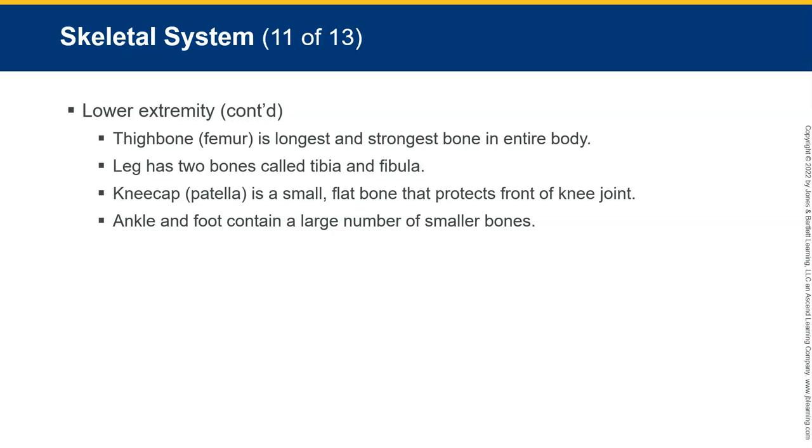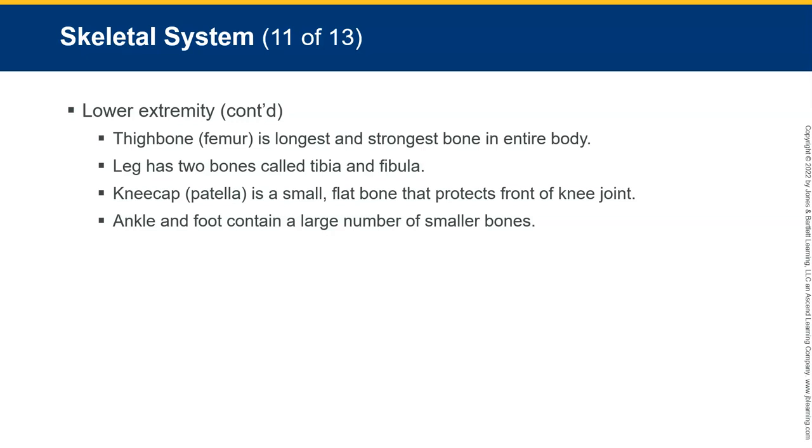Now it's the longest and strongest bone in the entire body. So the femur bone is, if you have a broken femur, that tells you there was a lot of energy that was transferred from whatever it was that caused that fracture. And then the lower leg has two bones called the tibia and the fibula.